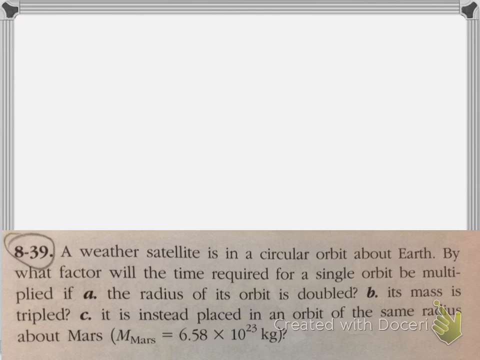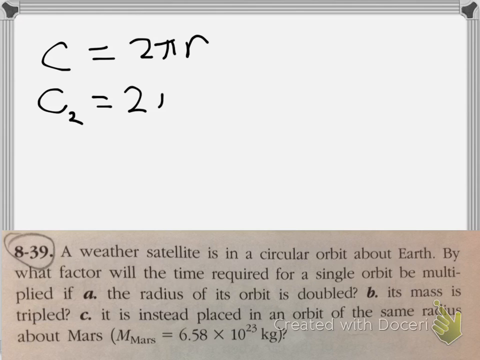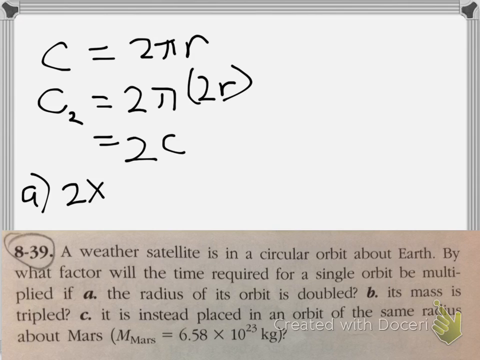Yeah, good. You're going to make it bigger. By how much? Circumference equals 2 pi r, yes? So if you take a second circumference, which is 2 pi times 2r, meaning we doubled it, then we've done 2 times the original circumference, right? Assuming the thing goes at the same velocity, 2 times the circumference would be twice the time, because it has to travel twice the distance. So for A, my guess would be 2 times the time.